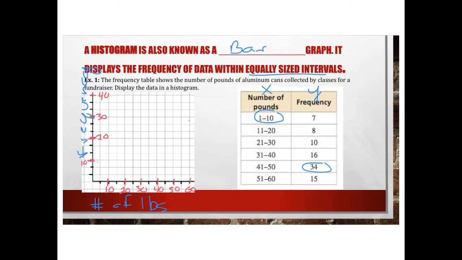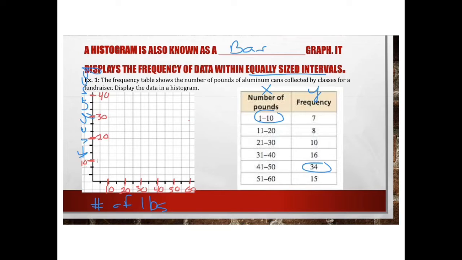So to fit everything on our graph, on my x-axis you can see I'm basically going by fives, even though I didn't label it. So we have 5, 10, 15, 20, 25, 30, and so on. And then for my y-axis, every 3 is 10. So we have 10, 20, 30, 40.